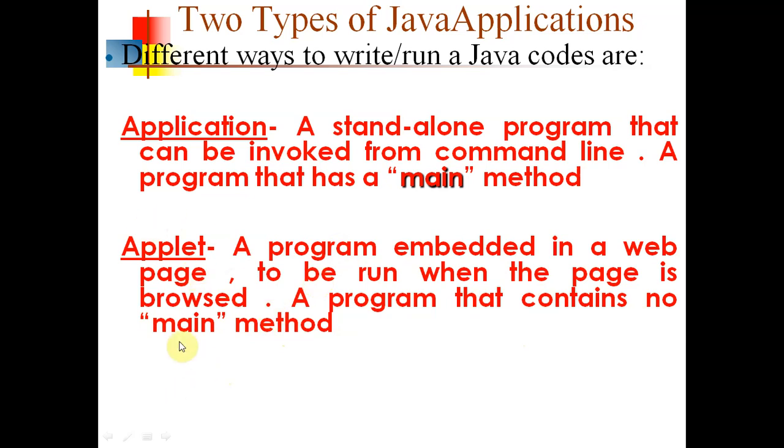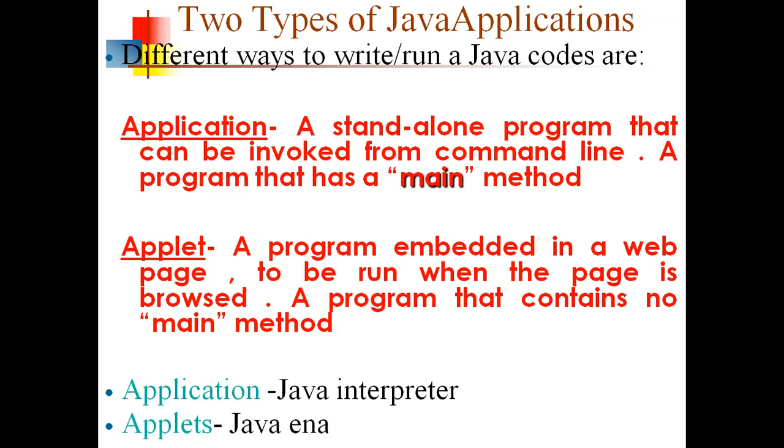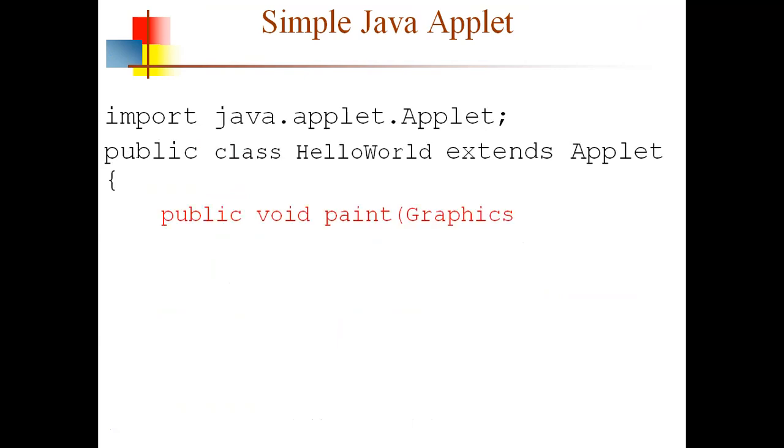This one is a GUI based program and the other is a console based program. Main is inside the application program, and the public void paint function is inside the applet program. This is the basic difference. For an application we require a Java interpreter, and for an applet we require a Java enabled web browser. The applet program can be executed by the browser. So this is the difference between an applet and a Java program.